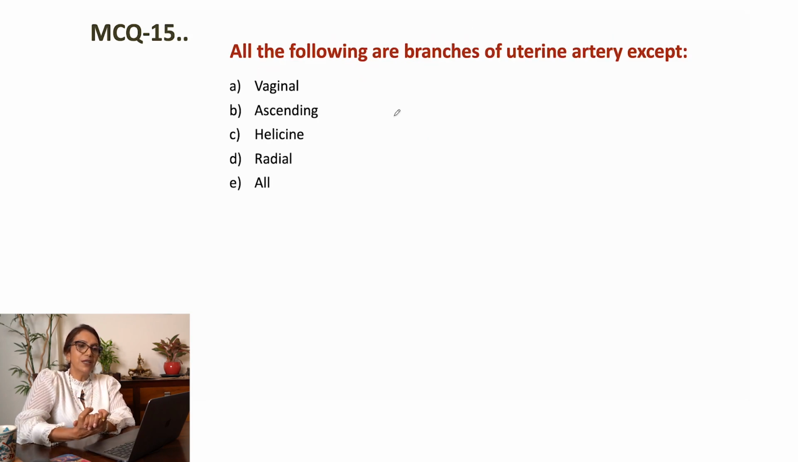All the following are branches of uterine artery except. So again, we are coming to the same concept. We saw uterine artery give rise to vaginal artery. We saw it giving rise to ascending artery. But what is helicine? What is radial?